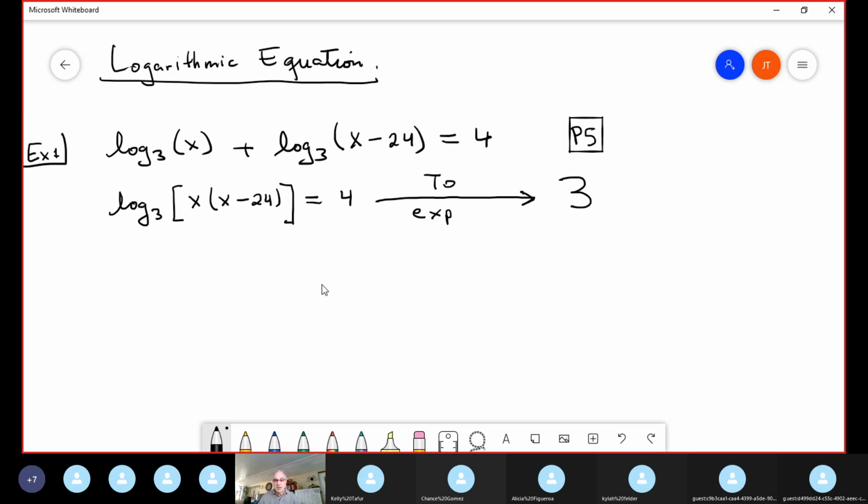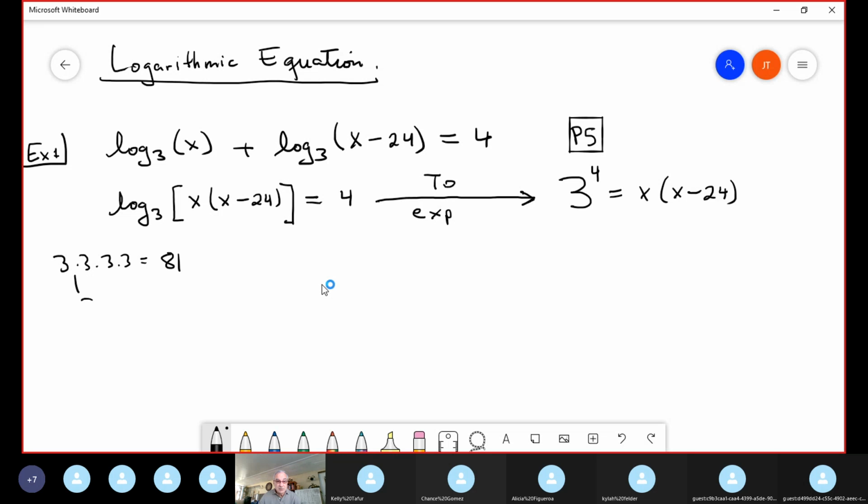In the exponential statement, the exponent is 4, which is the answer for the logarithm, always. 4 is the exponent. Copy the rest. The result is x times x minus 24. Okay, and now it's easy because this new equation is no longer a logarithmic equation, it is an exponential equation. 3 to the 4 power is 3 times 3 times 3 times 3. You put it in the calculator, it's 81, no?